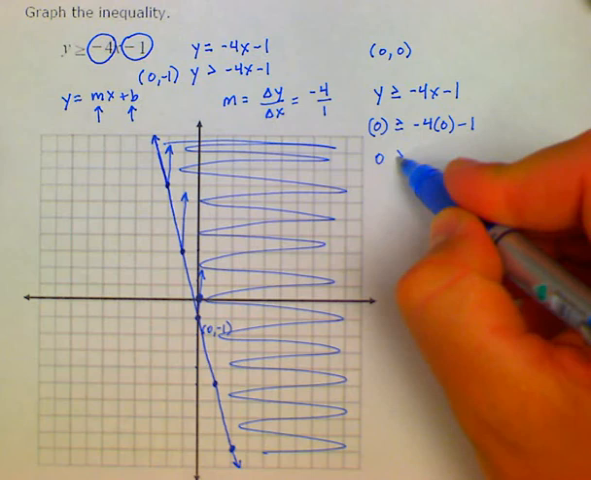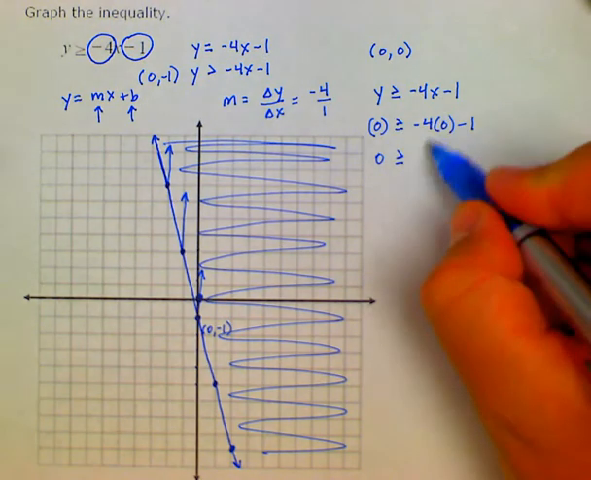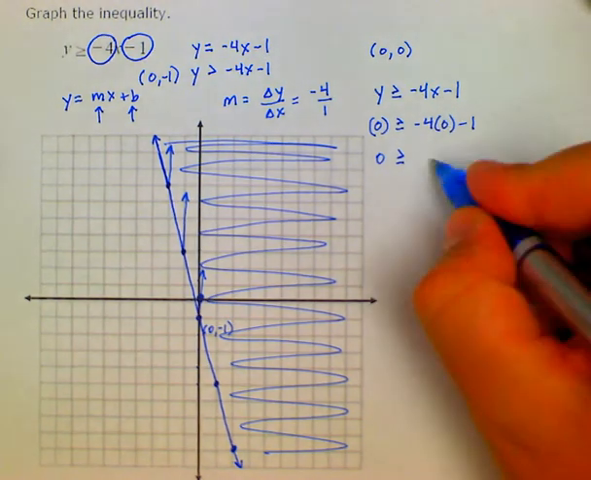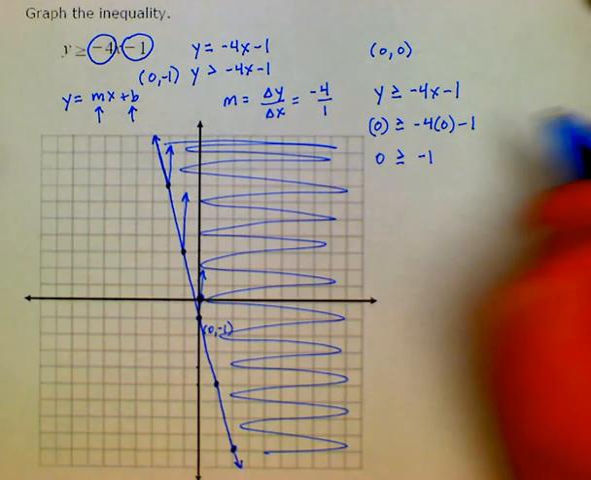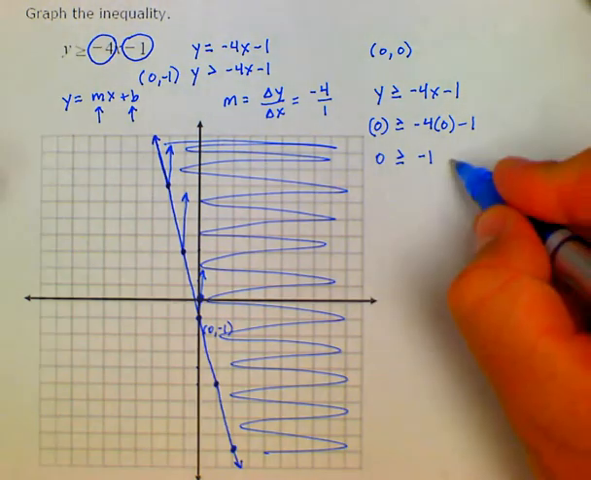0 is greater than or equal to negative 4 times 0, which is 0, leaving you with a negative 1. 0 is greater than negative 1, and this checks out.